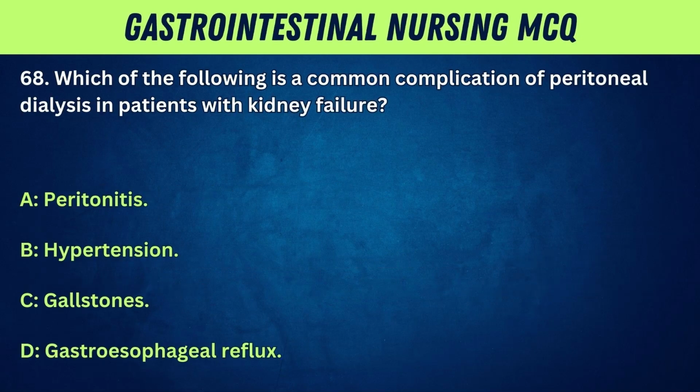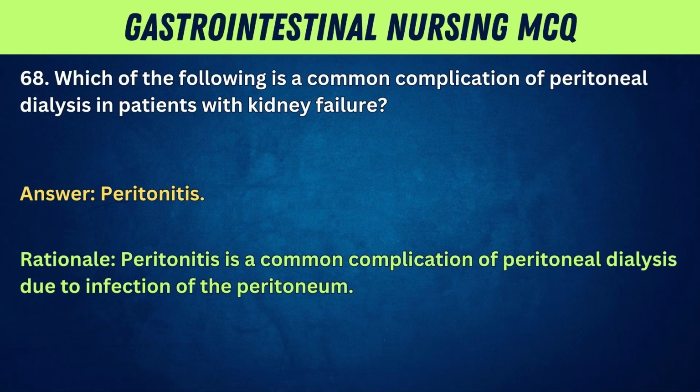68. Which of the following is a common complication of peritoneal dialysis in patients with kidney failure? A. Peritonitis. B. Hypertension. C. Gallstones. D. Gastroesophageal reflux. Answer. Peritonitis. Rationale. Peritonitis is a common complication of peritoneal dialysis due to infection of the peritoneum.